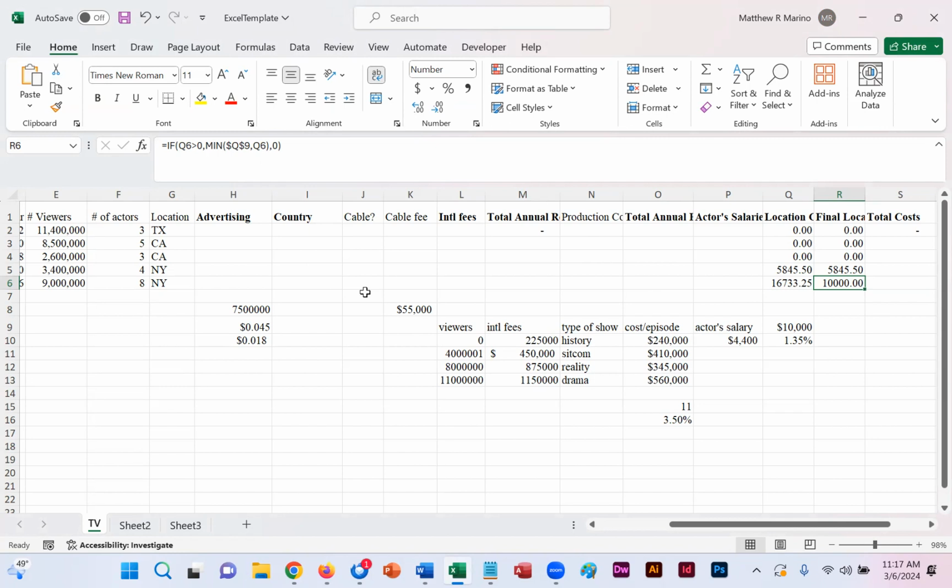So if you don't get those numbers, that means you have to double check what you have here for your total annual revenue in column M or wherever you put it, because it's multiplying that total annual revenue times the 1.35%.